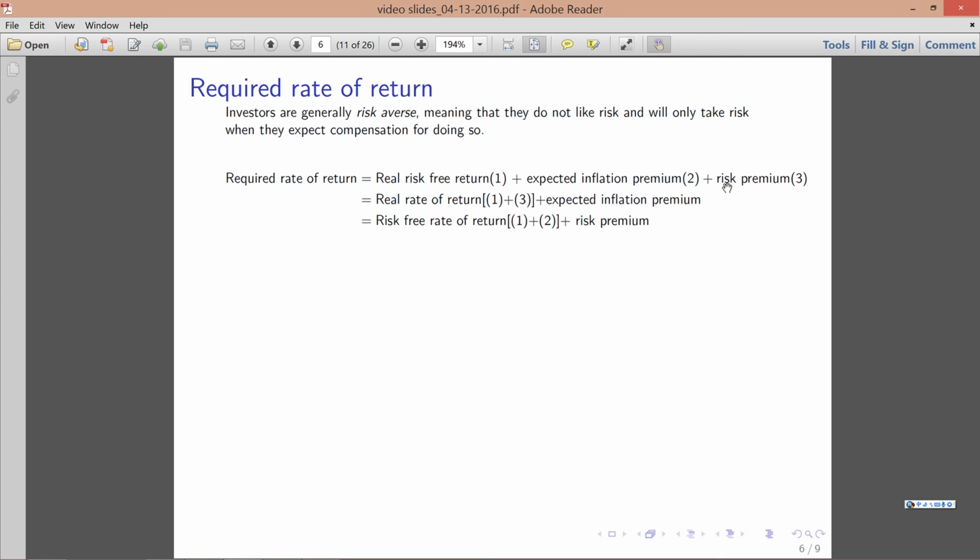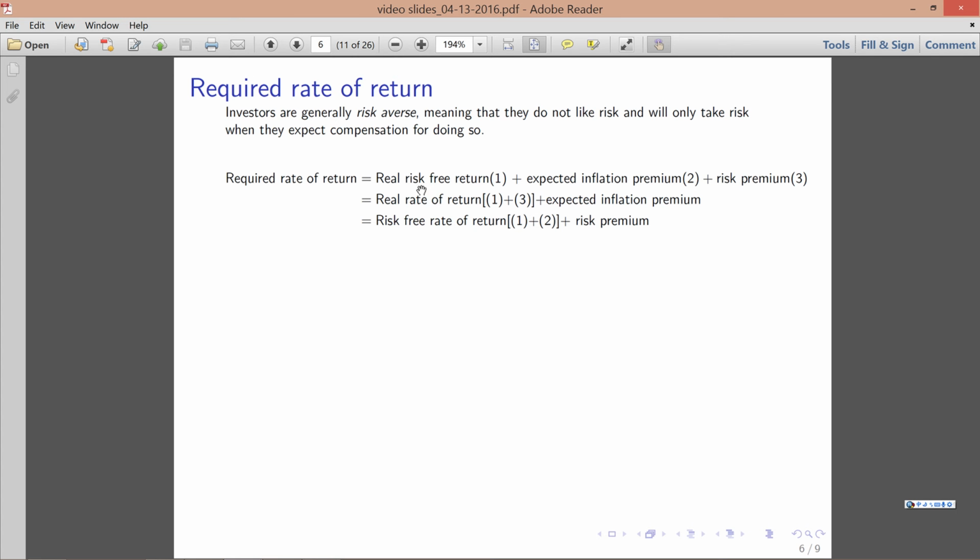The last part is the risk premium. Risk premium is for taking risk. The first two parts have no risk associated, but whenever you invest, there's risk. There's this uncertainty, so you want to be compensated for the uncertainty as well. That part is called the risk premium.